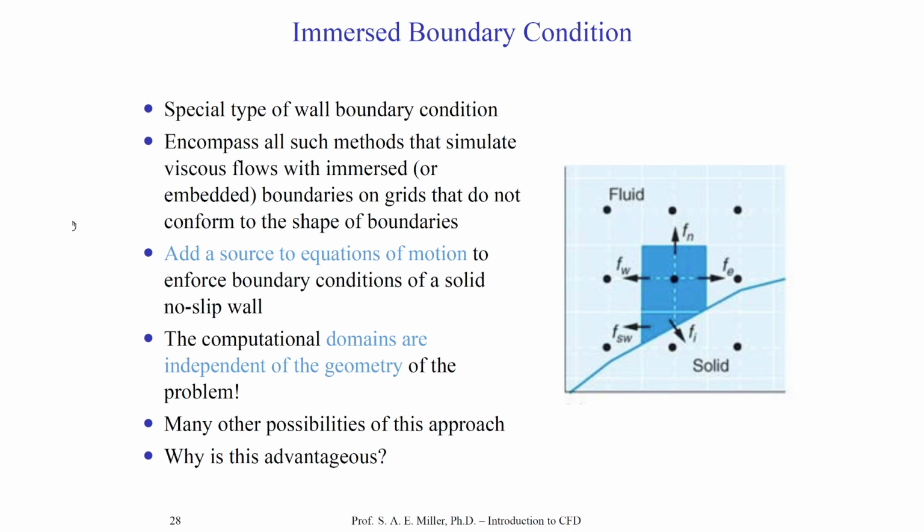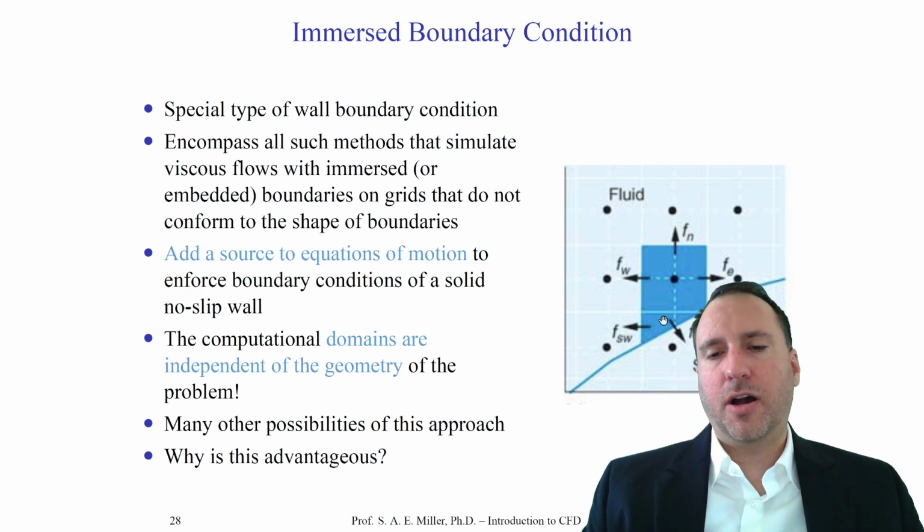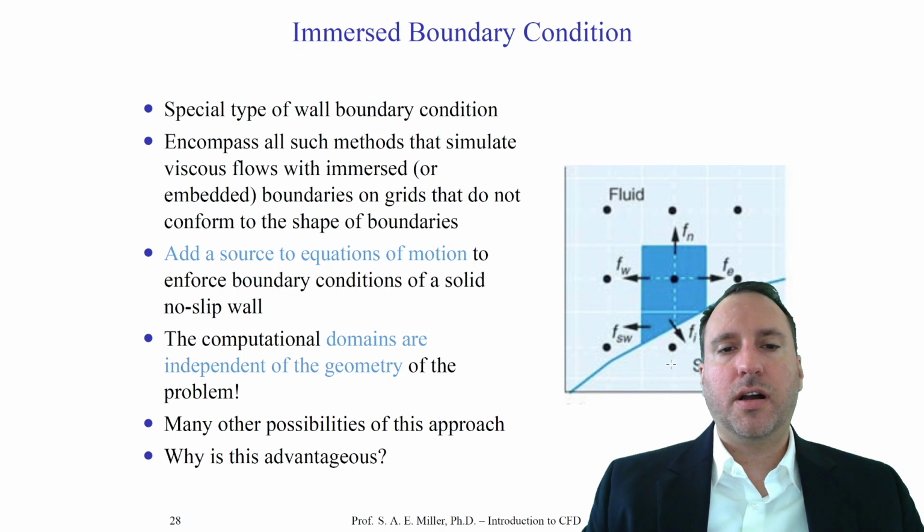Finally, we'll talk about the immersed boundary condition. This is where we do not necessarily set a wall boundary condition. Instead of enforcing the velocity equal to 0 at the wall explicitly, we would simply add in a source to the right-hand side of the momentum and energy equations.